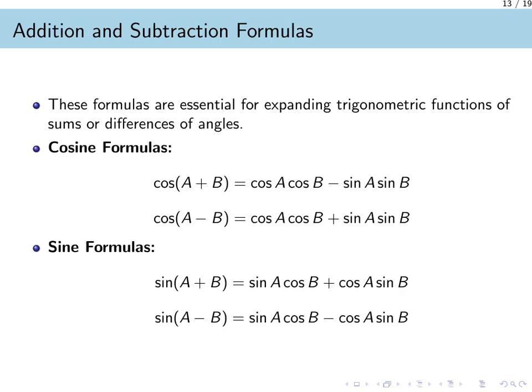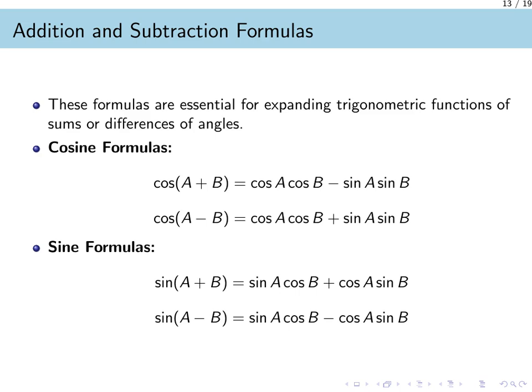Let us explore the addition and subtraction formulas, which are essential tools for finding the trigonometric values of angles that are sums or differences of other angles. A common mistake is to assume that the cosine of a plus b is simply cosine a plus cosine b, but that is incorrect. The actual formula for the cosine of the quantity a plus b is cosine a times cosine b minus sine a times sine b. Notice that when we add the angles inside the cosine, we subtract the products on the outside.